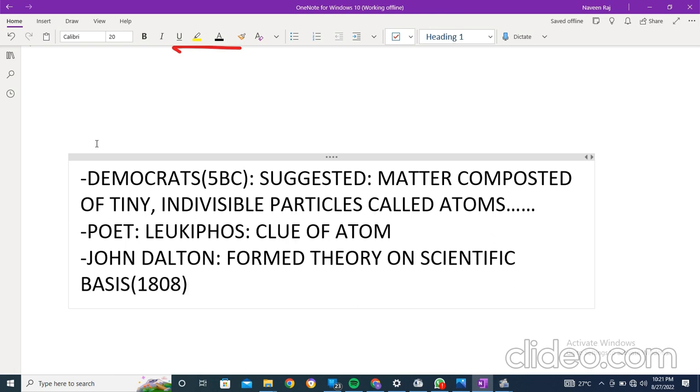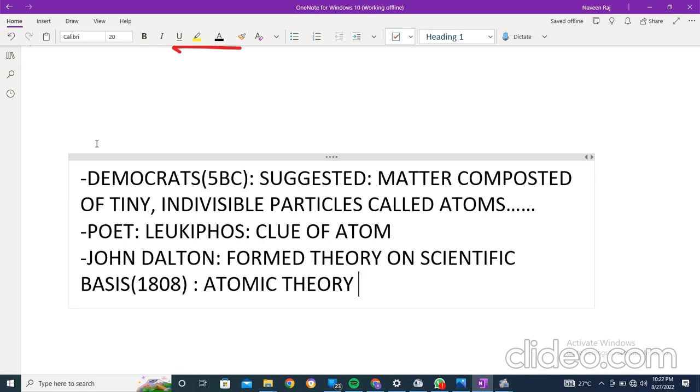The theory he formed on a scientific basis is called the atomic theory, the theory of the atom, of what an atom is. He looked into history, researched a bit, concluded and formed a theory. And since he was a noted scientist, his thoughts were considered. He looked into it on a scientific basis and formed a theory, so that was helpful in making his concept stick.